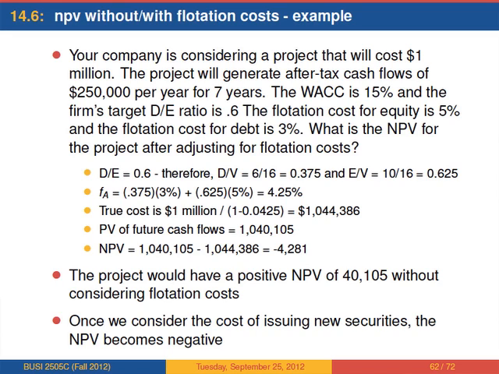So after you pay the bankers, the lawyers, the accountants, you're left with $1 million, but you raised $1,044,000. So the net present value of the project, once you include the flotation cost, which you need to incur because you're not going to get the money to invest in that project otherwise, now you have a negative net present value project. So that's why dealing with those flotation costs is important, because once you include in the cost of the project what it's going to cost you to go get the capital to invest, sometimes the net present value is negative.